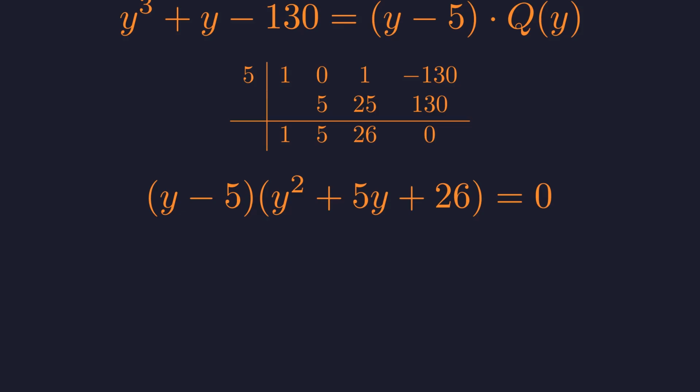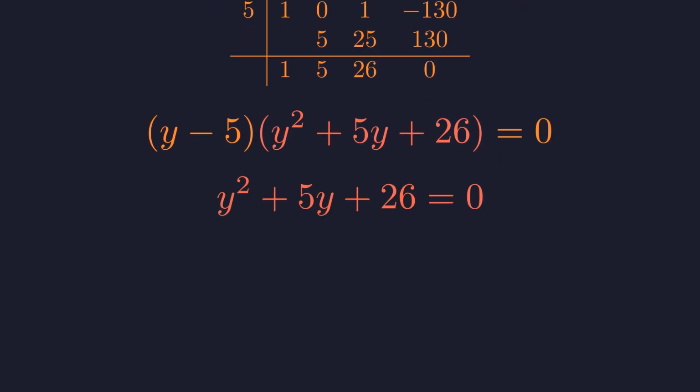So our cubic factors perfectly into y minus 5 times y squared plus 5y plus 26 equals 0. Now this equation is true if either the first part is 0, giving y equals 5, or if this second quadratic part is 0. But does the quadratic part give us any real solutions?